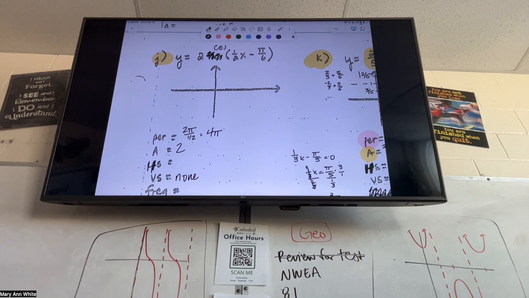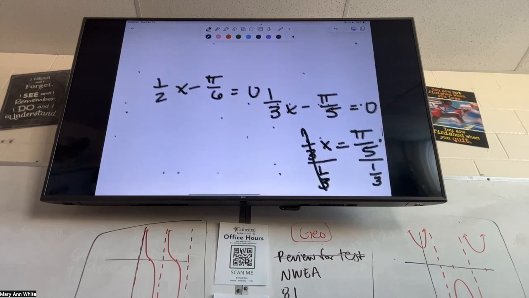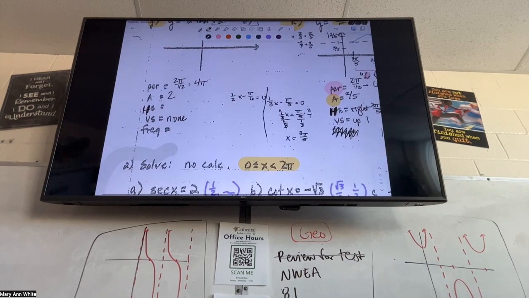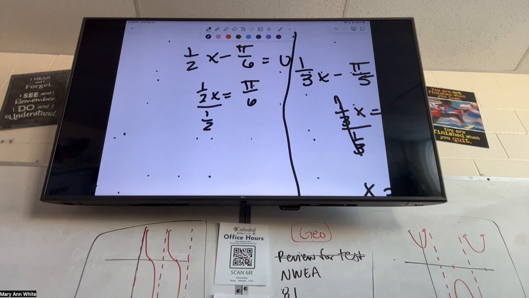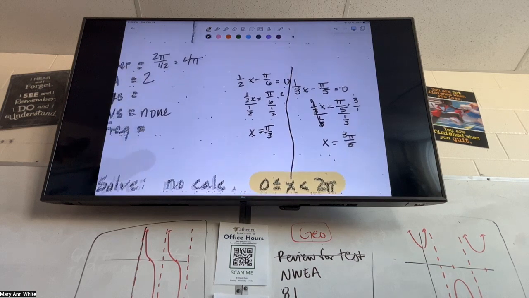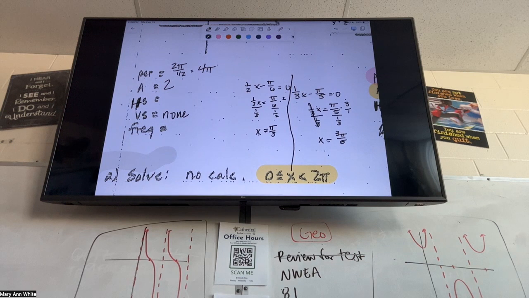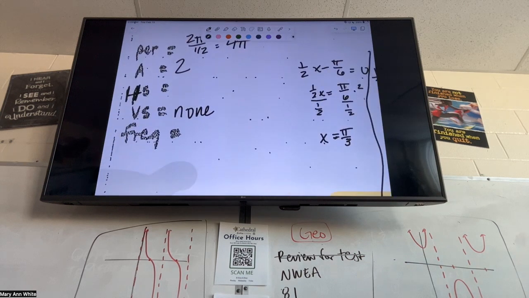We got to set that whole parentheses equal to 0. So I'm going to do 1/2 x minus pi over 6 equals 0. Ooh, it's really close to that one. 1/2 x equals pi over 6. And then divide by 1/2 or times by 2. And so x equals pi over 3. Am I going right or left that pi over 3? Right, very good.